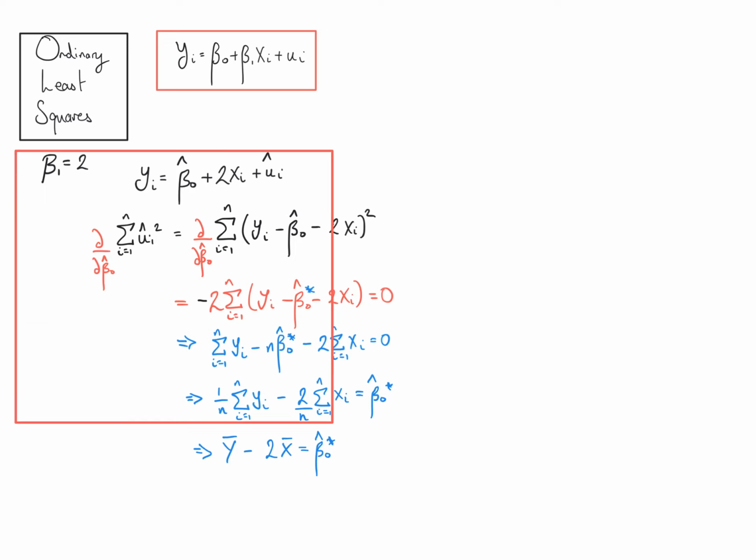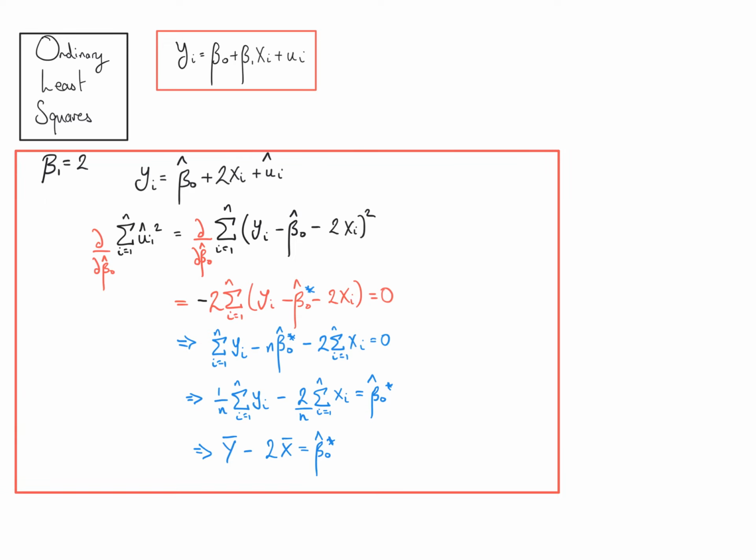And again, this looks very similar to the estimator that we had for OLS in general for the intercept, because remember the OLS estimator for the intercept, beta naught hat, when we don't specify anything about the slope, is just y bar minus beta 1 hat x bar. And all we've done here is we've replaced the beta 1 hat by beta 1 equal to 2.